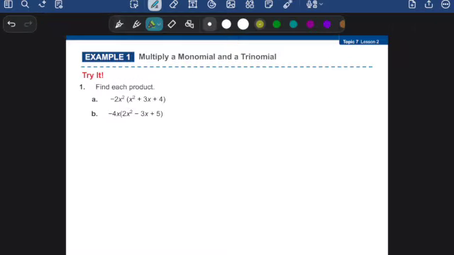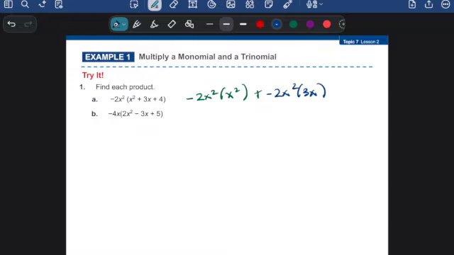Try number 1. Let's find the product. So again, we're just going to distribute. So I'm going to have negative 2x squared times x squared. Then I'm going to have negative 2x squared times 3x. And then I'm going to have negative 2x squared times 4.